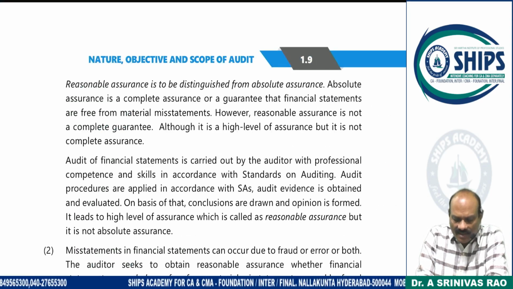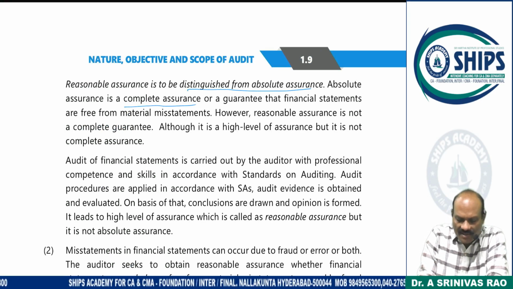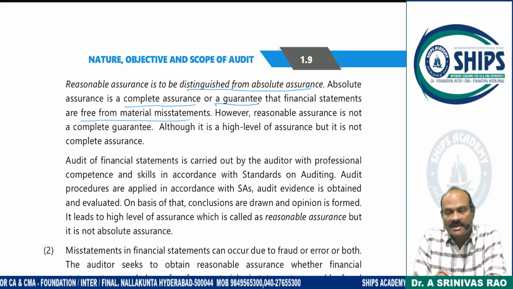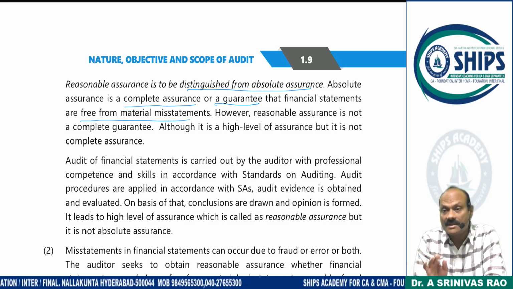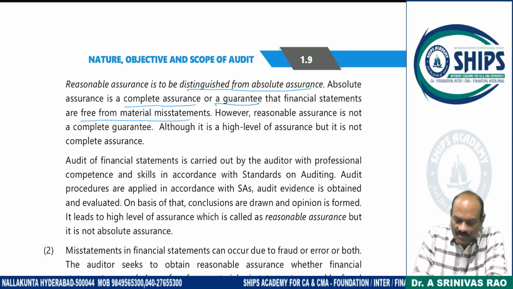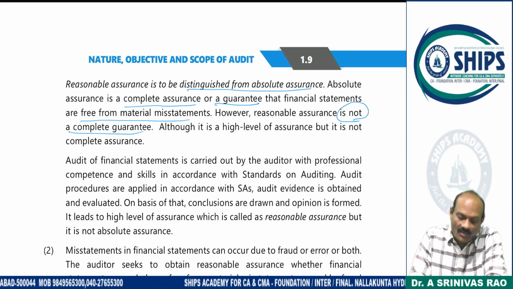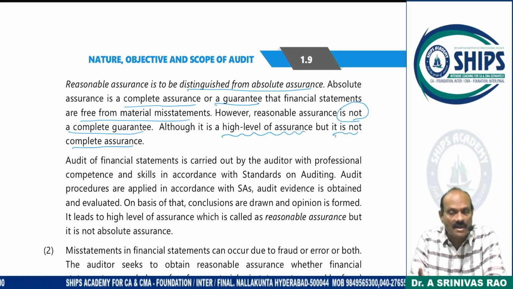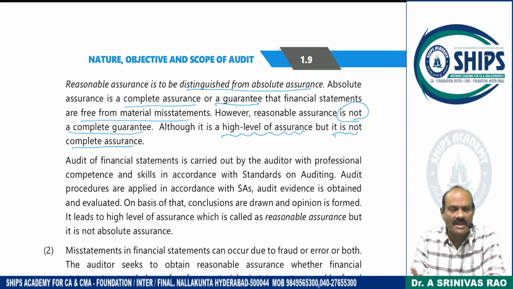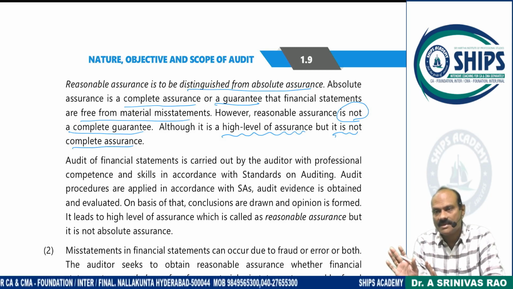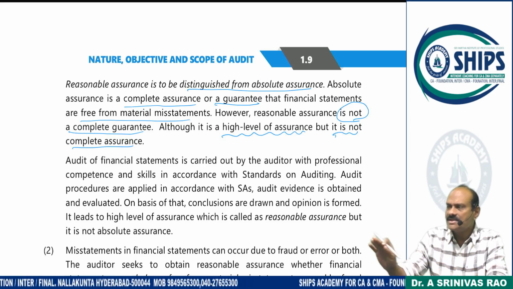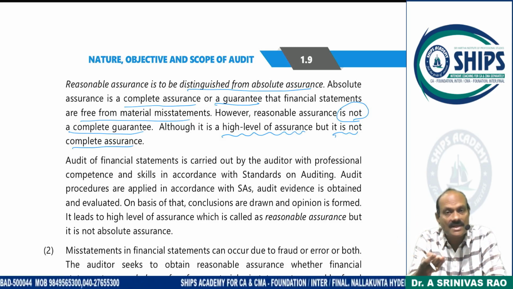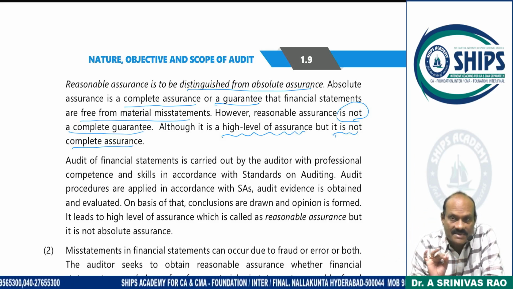Reasonable assurance is distinguished from absolute assurance. Absolute assurance is complete assurance or a guarantee. See the word. They are giving a guarantee that financial statements are free from material misstatement. That's why the auditor can never give a 100% guarantee. That's why we consider reasonable assurance. However, reasonable assurance is not a complete guarantee. Then what is it? It is a high level of assurance but not complete assurance. High level means, as I said, close to 100 but not 100. It may be 90% or 95% or 98% or 99.9% but not 100%. That means the auditor cannot say that once the audit is completed, these books are totally free from material misstatement. If I said that, it would mean absolute. Otherwise, I have to give reasonable assurance. Reasonable means it is not a 100% complete guarantee.